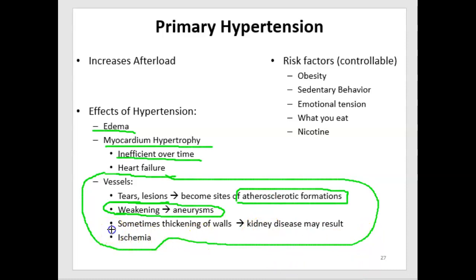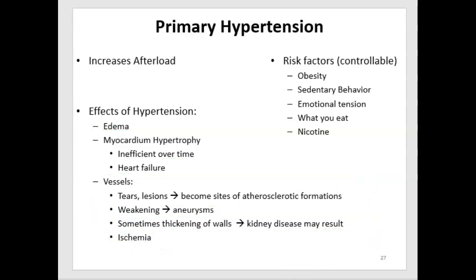Now, sometimes when the vessel wall becomes thickened, the things that are supposed to come out of the blood don't, particularly in the kidney. So it might result in kidney disease. And certainly, if the vessel blockage is severe enough, you could have ischemia to tissue, which means a lack of blood flow, and consequently low oxygen or hypoxia.